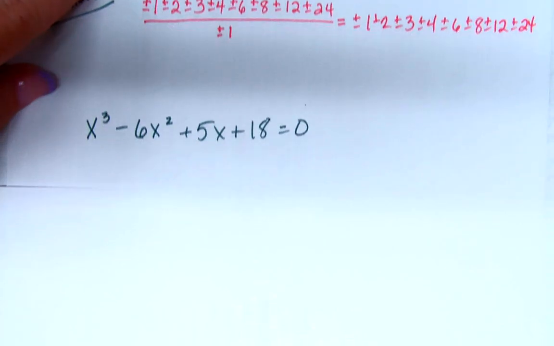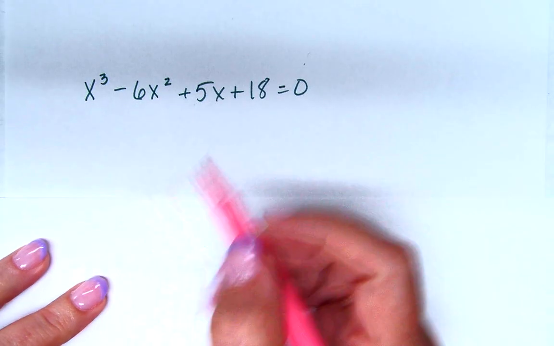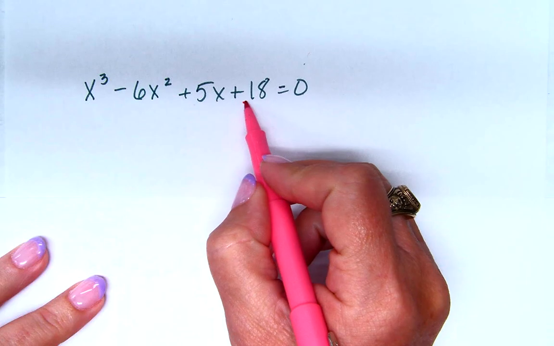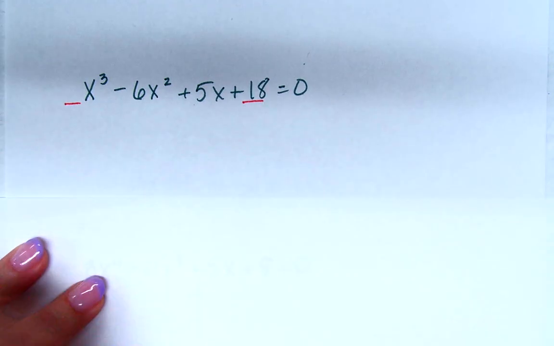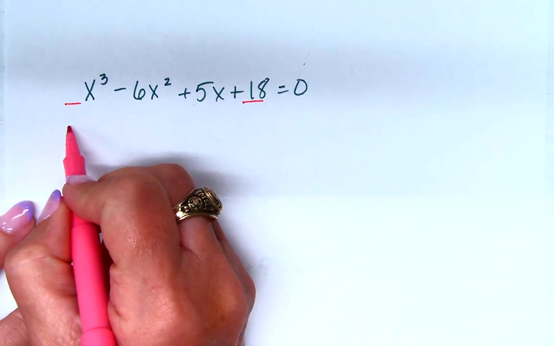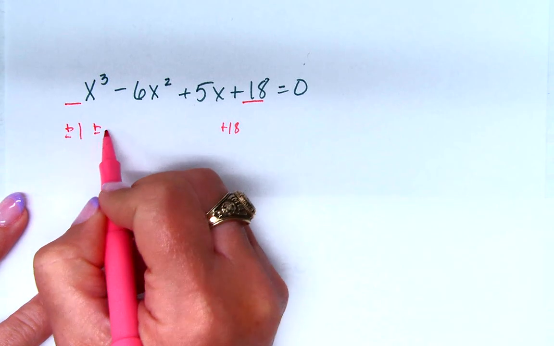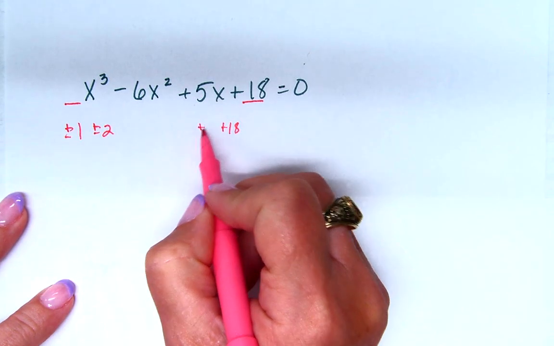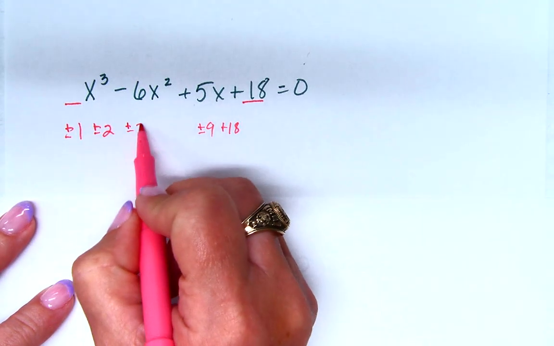What if this was the problem? X to the third minus 6x squared plus 5x plus 18 equals 0. I need all the factors of the constant divided by the factors of the leading coefficient. So what are all the factors of 18? 1 and 18. 2 and 9. And what? 3 and 6.